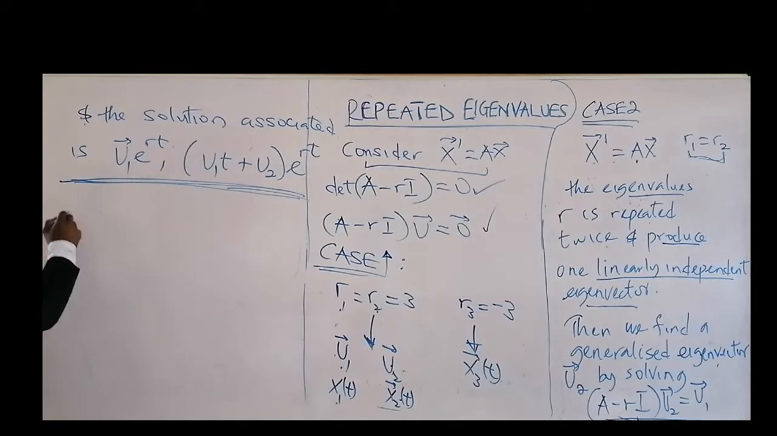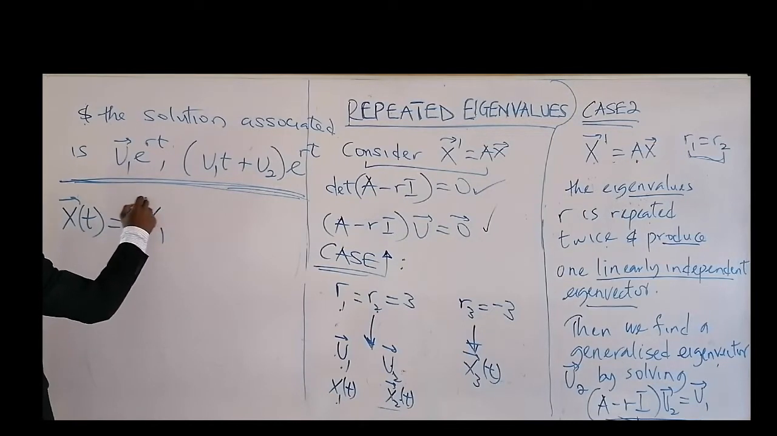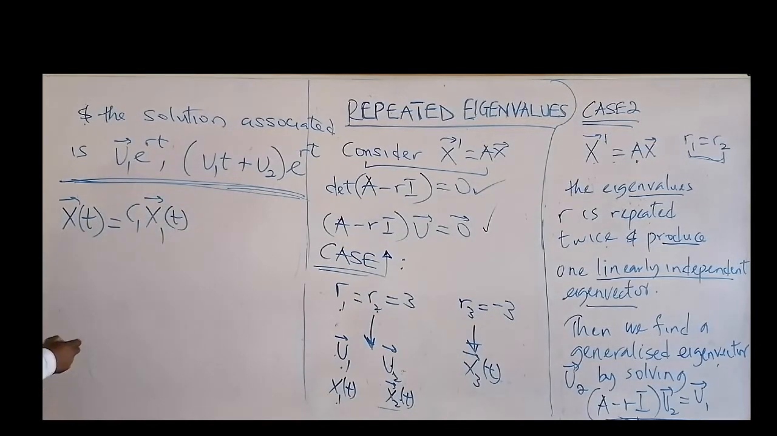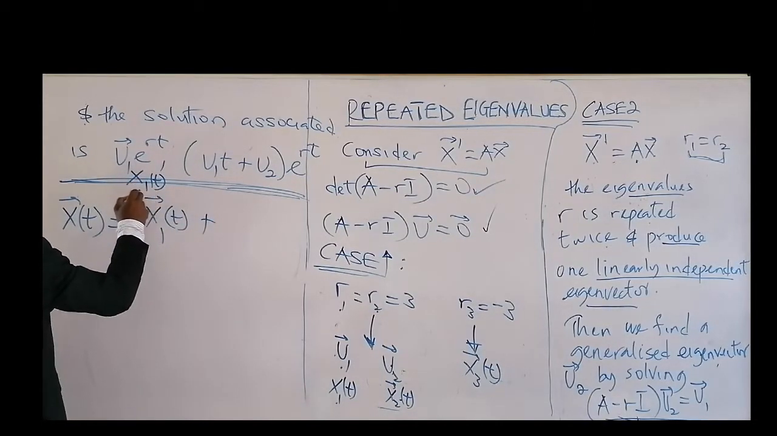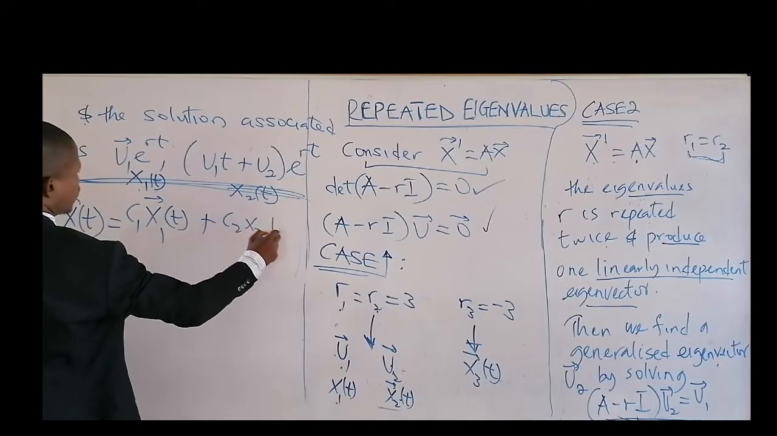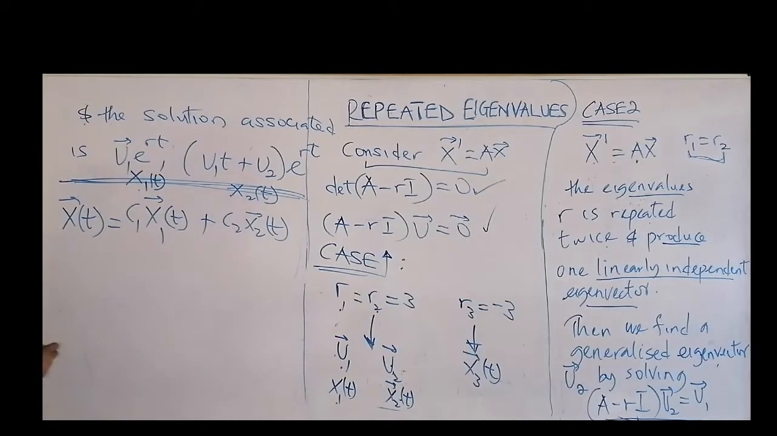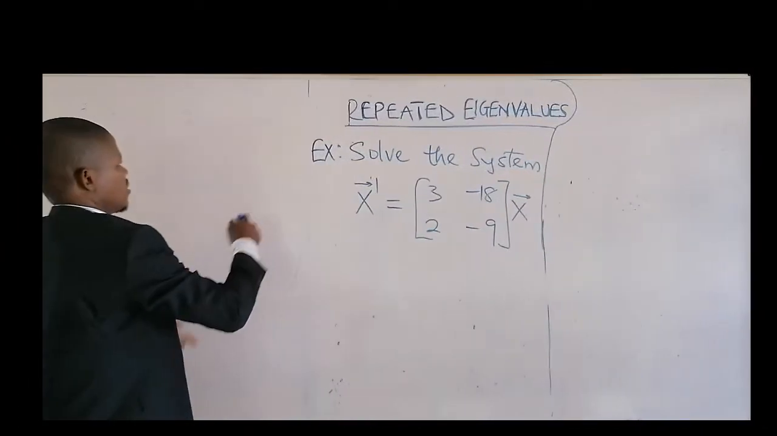So that means the general solution will be equal to C1 x1 as a function of t, then plus C2 x2 as a function of t. So that's that on these aspects. The next thing we want to do now is to look at questions, and the questions will be based on case 2. Question 1.